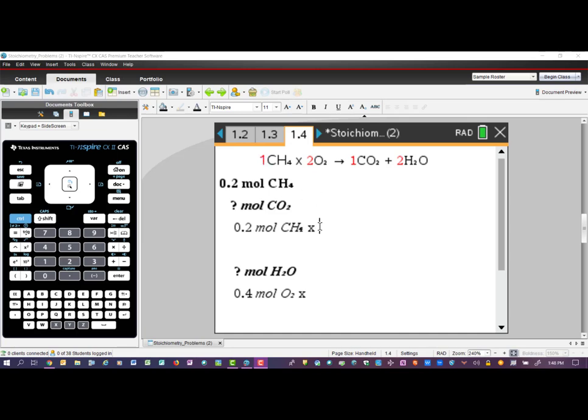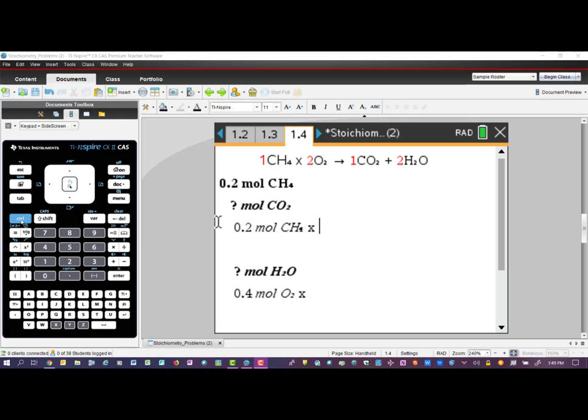I'm going to multiply that by the mole ratio. Anytime I'm going from one side of this equation, my reactants, over to my products, to make a conversion from methane to carbon dioxide, I have to do it through the mole-to-mole ratio using those coefficients from your balanced equation. This is why it's very important that your equation is balanced properly, otherwise your answers are going to be off. So we're going to do a mole-to-mole ratio. I need to get rid of the moles of methane unit.